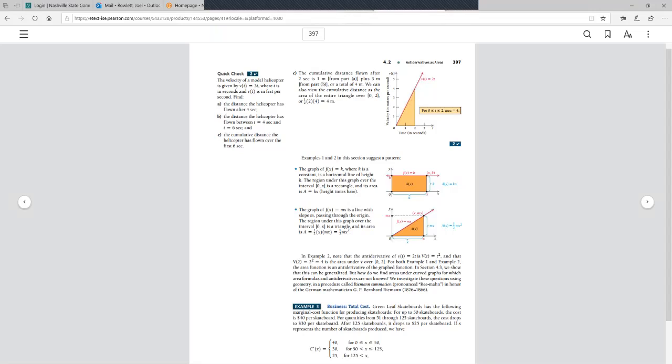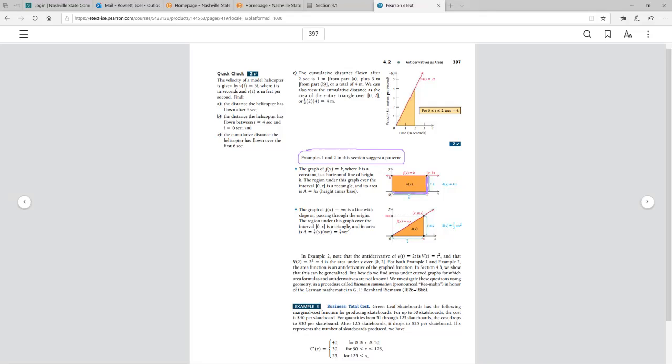And I do like what the author is saying here. Examples 1 and 2 in this section suggest a pattern, and it's a very powerful pattern. The graph of a function that happens to be a constant is a horizontal line of height k, right? The region under this graph over the interval from 0 to x is a rectangle, and its area is equal to k, which is the constant height, times the time span x.